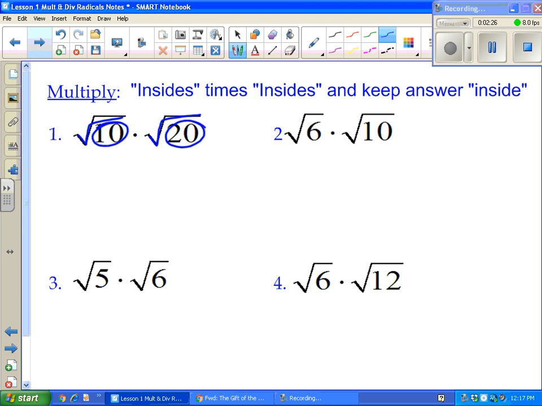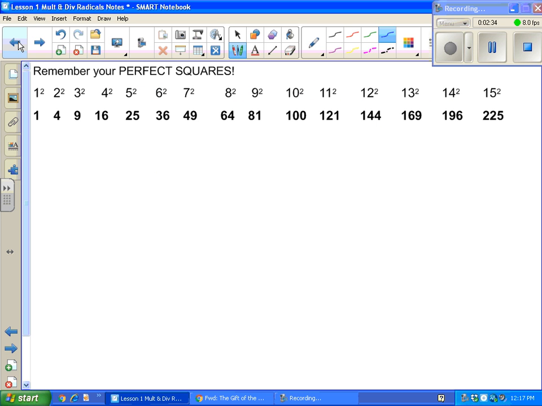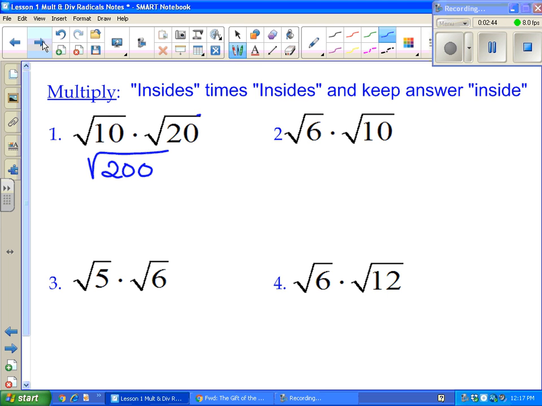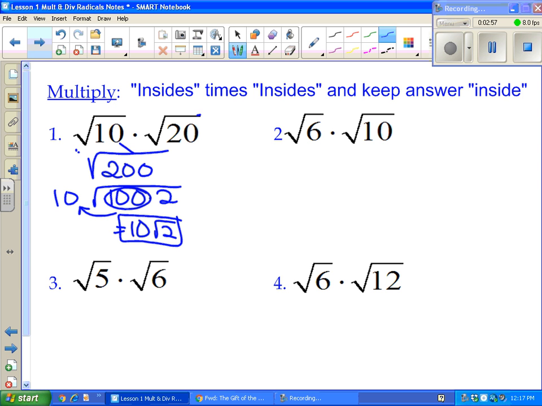So if I did the square root of 10 times the square root of 20, I'm going to get the square root of 200. Going back, 200 falls way up here. So I'm going to say, does 196 go? No. Does 169? No. But guess what? 100 goes into 200. That's the way I want you to approach it, breaking down your numbers into squares. The square root of 100 is 10, so 10 comes on the outside, and the square root of 2 stays on the inside. The new step is the multiply step. We had to multiply 10 times 20 to get 200, but we kept it underneath the square root.